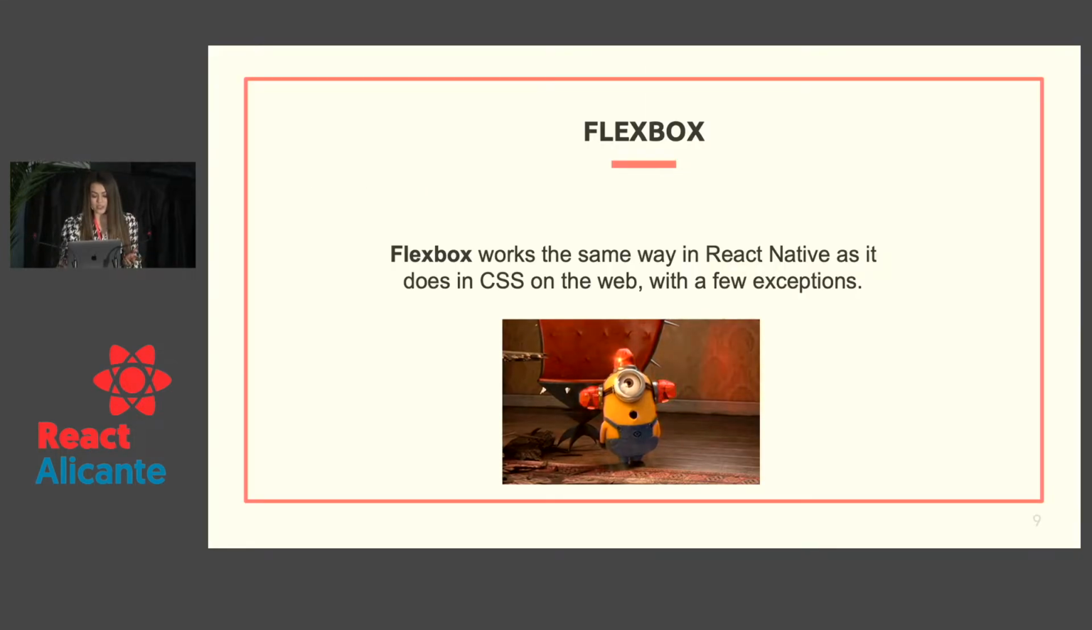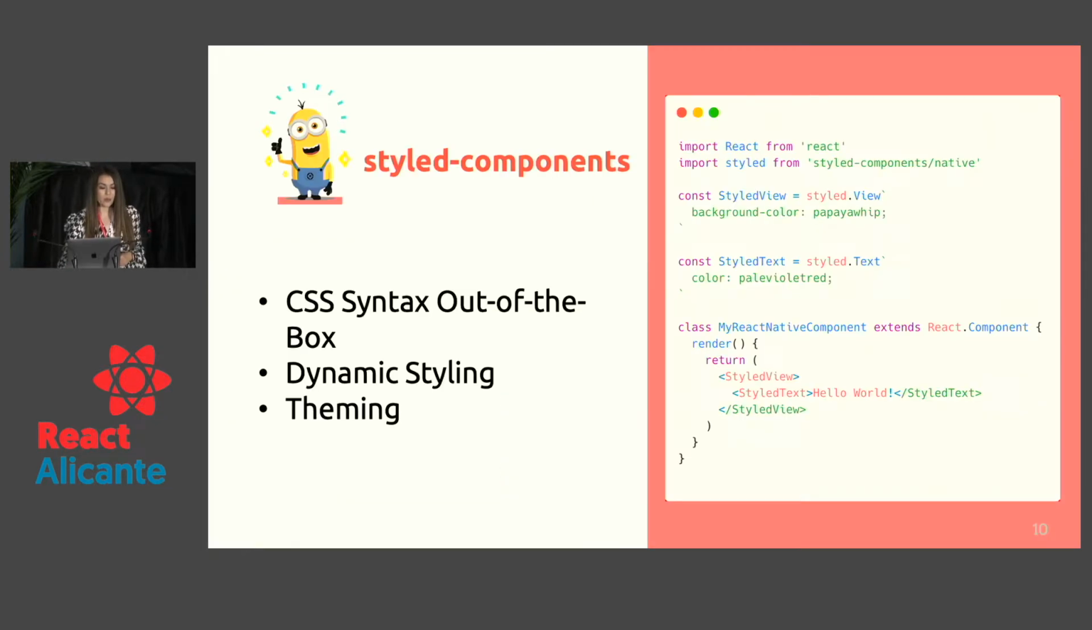And Flexbox works the same way in React Native as it does in CSS on the web, with a few exceptions. Flex direction defaults to column instead of row, and flex only supports a single number as a parameter. So my tip for that is to use styled-components.